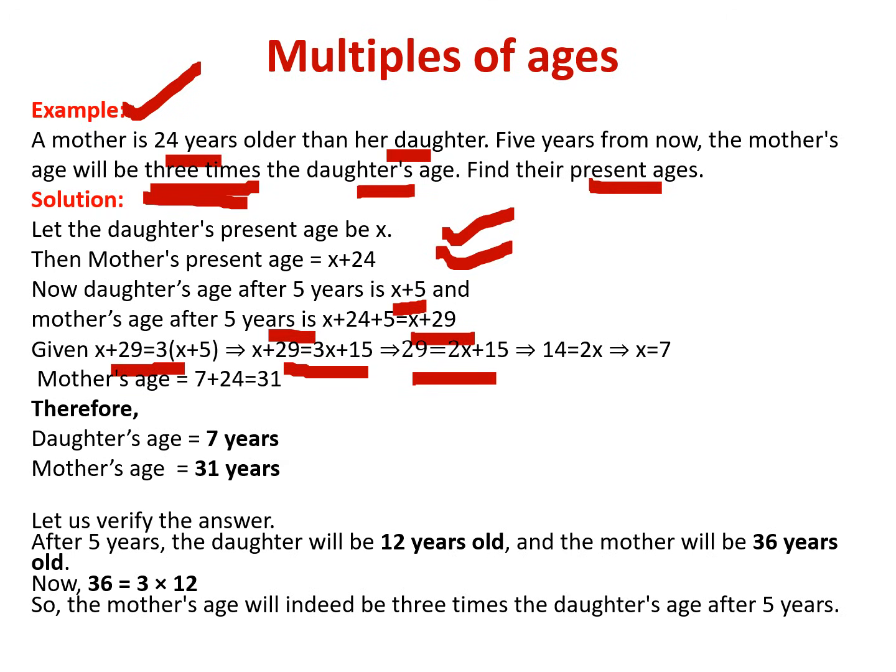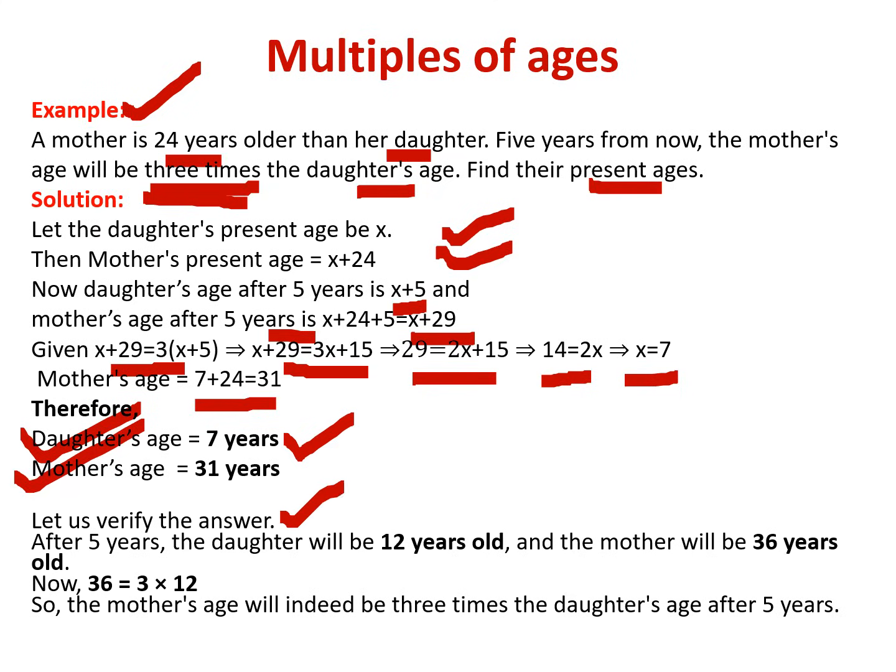Now, subtract 15 from both sides, we get 14, which is equal to 2x. Thus, we get x is equal to 7. Since x represents the daughter's present age, the daughter's age is 7 years old. The mother's present age is 7 plus 24, which is equal to 31. Therefore, the daughter's present age is 7 and the mother's present age is 31.